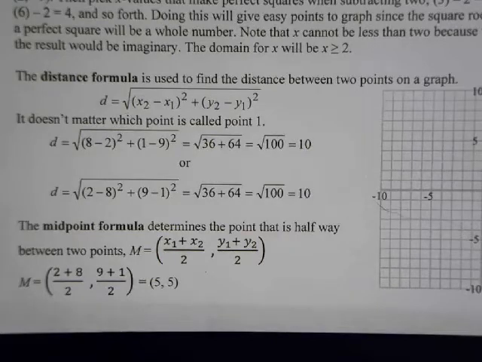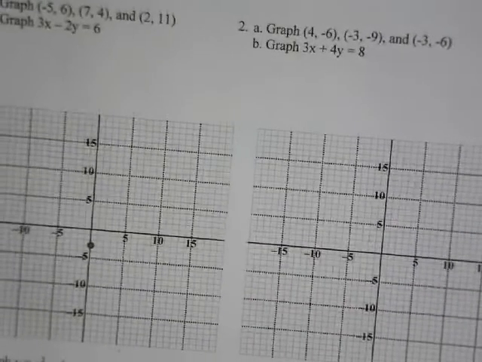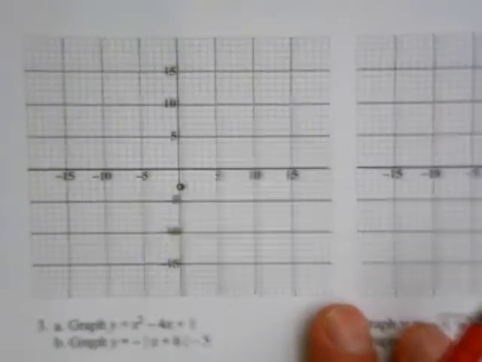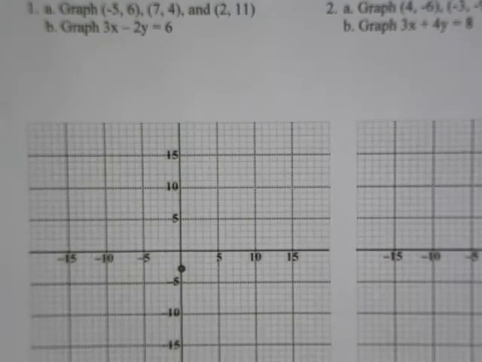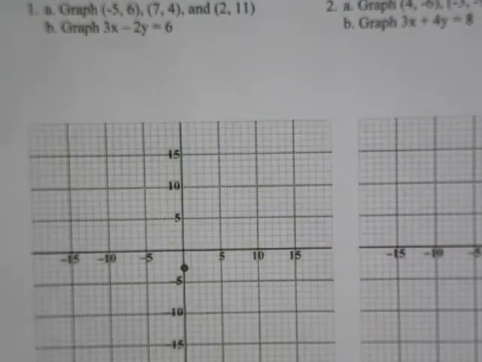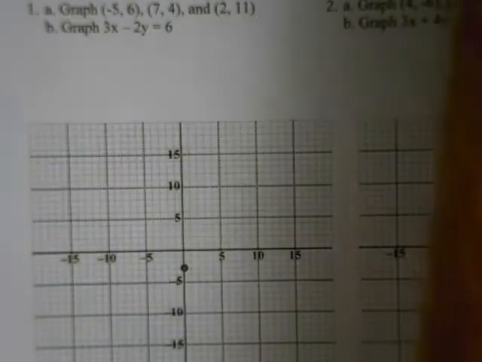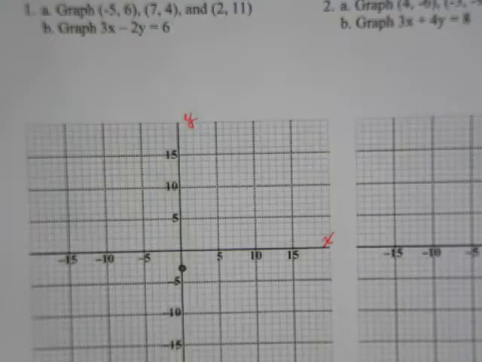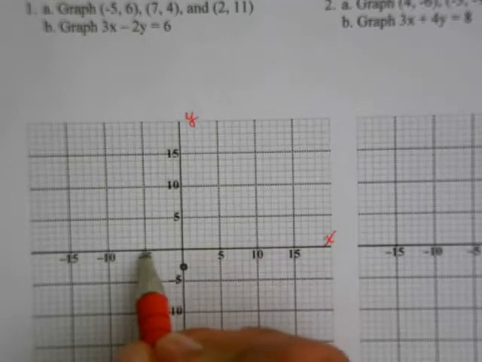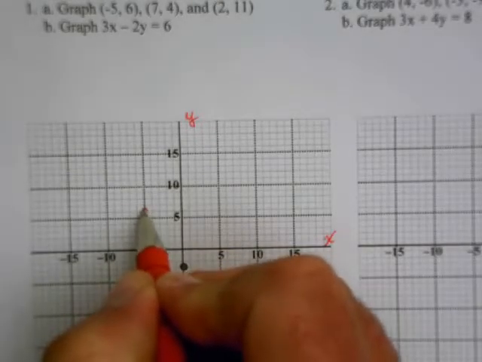So let's look at some examples. We're first going to look at graphing these points, negative 5, 6; 7, 4; and 2, 11, and then we're going to graph a straight line on this first graph. Again, this is always the x, this is the y. If I want negative 5, 6, I'm going to come over here to negative 5, then go up to 6, and put a point right there.